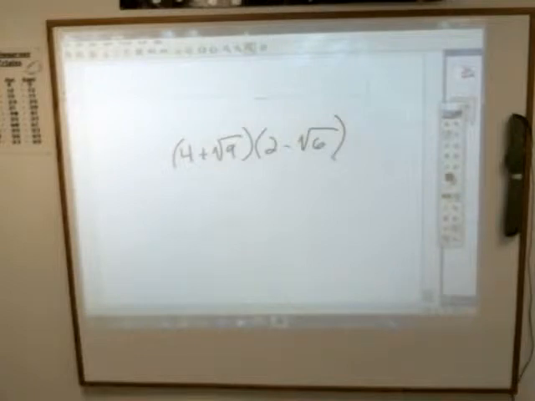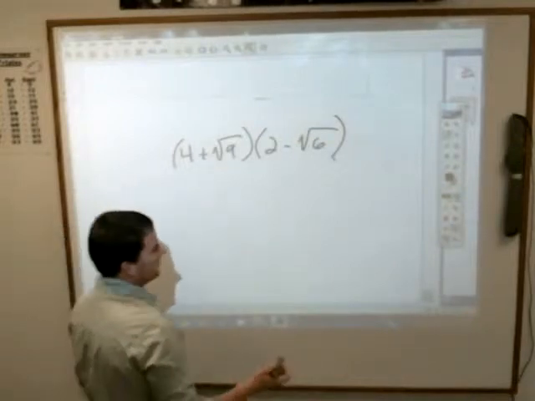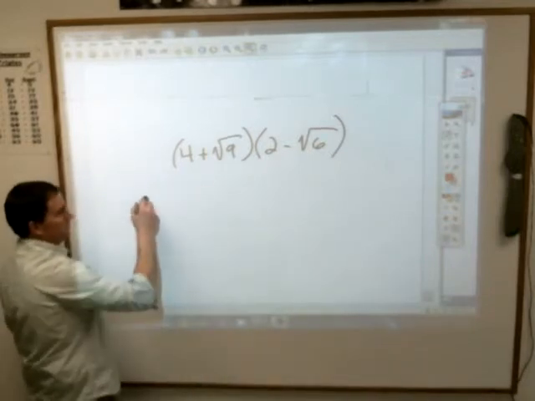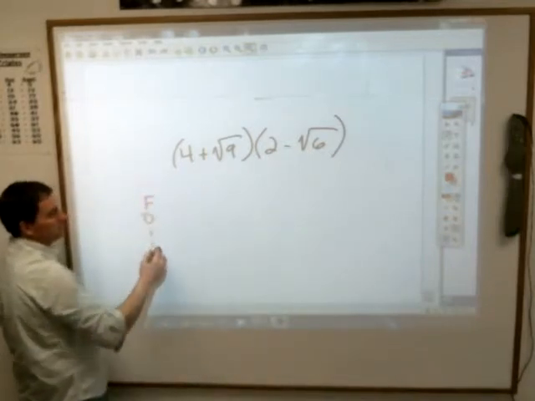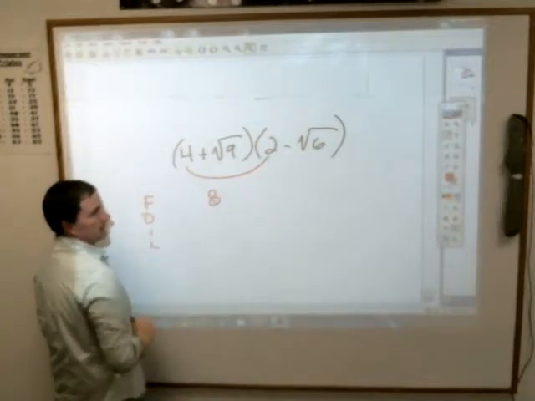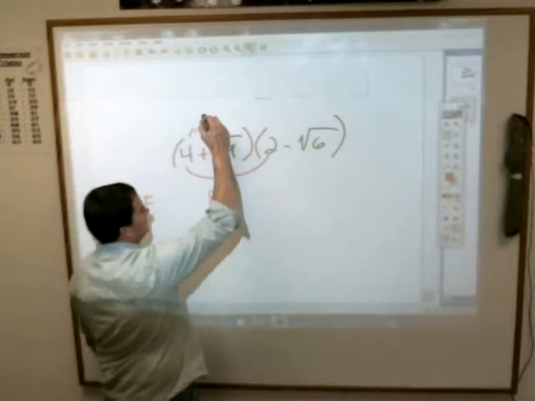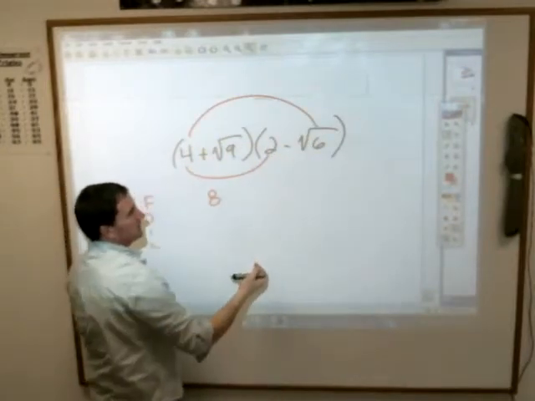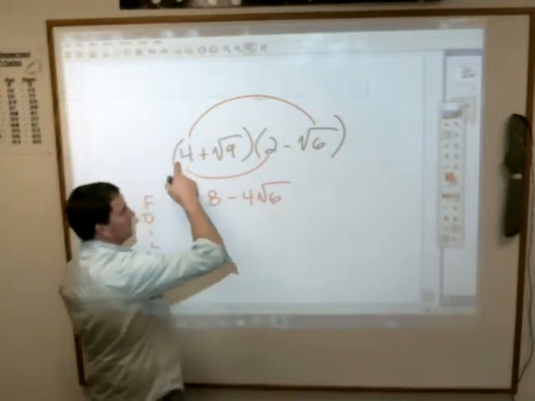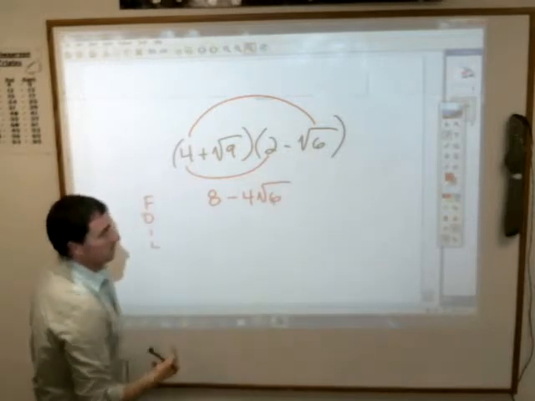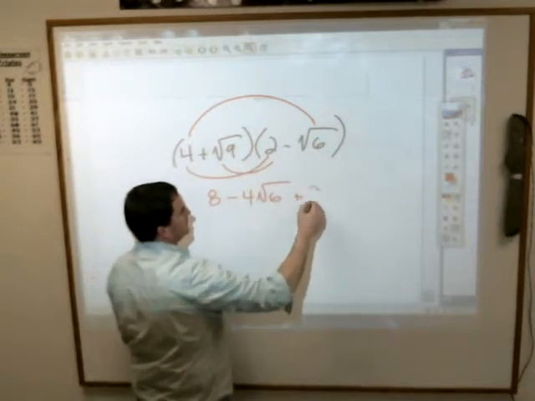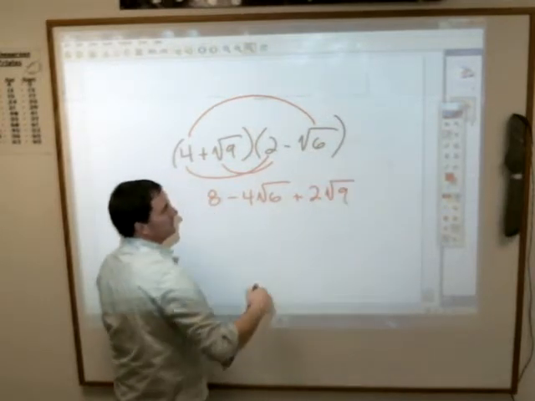If it's a binomial, let's just start off using FOIL. Just like when we had x plus 3 times x plus 2, you need to follow those FOIL steps. You multiply the two first terms together to get 8, correct? Multiply the outside terms together. 4 times the negative square root of 6 is negative 4 times the square root of 6. You can't put a normal number in a radical, you have to put the normal number outside. Then the inside term gives you plus 2 times the square root of 9.